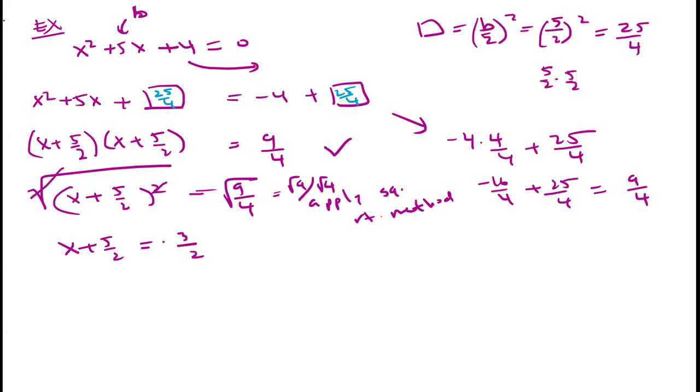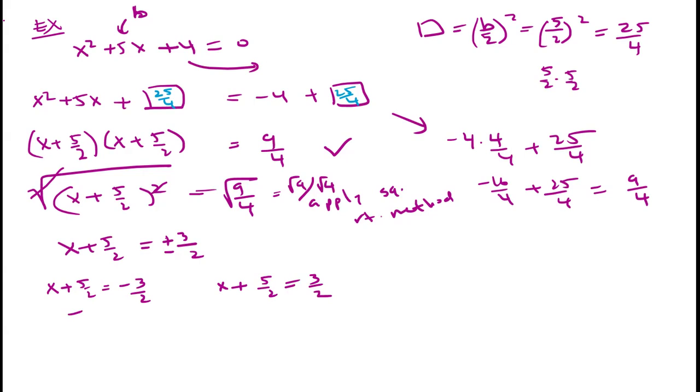But we have to be careful because this is a power of 2, so that means we have two possible solutions. So we also have to consider the -3 over 2. Then we set them equal: x plus 5 over 2 equal to negative 3 over 2, and x plus 5 over 2 equal to positive 3 over 2.